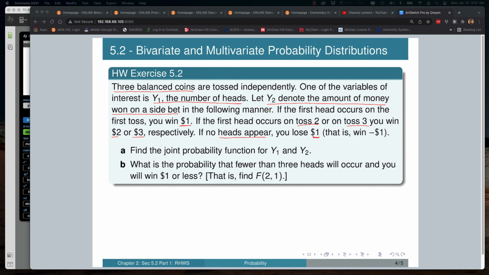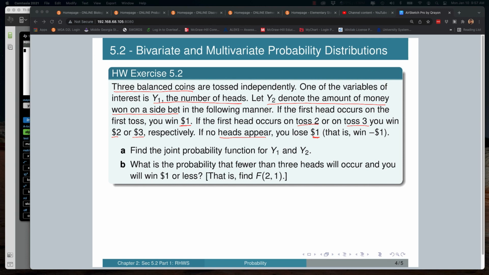All right, so the range for y2 goes from -$1 up to $3. All right. The number of heads we have to think about when we flip the coin 3 times: the maximum amount of heads you could get would be 3, right? If you got all 3 of them as heads, or you could get none of them to be heads. So y1 is going to range from 0 to 3, if we think about that.